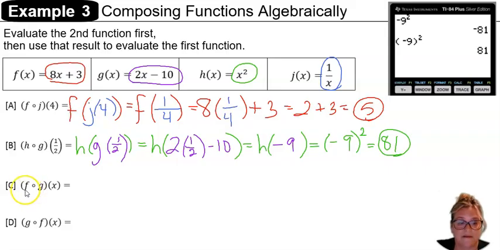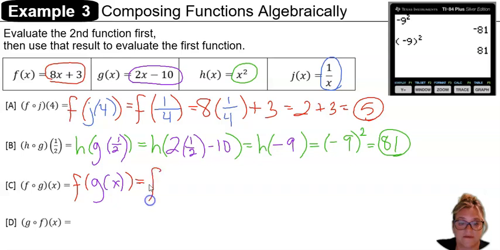Okay, then next we have f composed with g of x. So our outside function is f, and our inside function is g. And we're going to evaluate these in terms of x, this composition.